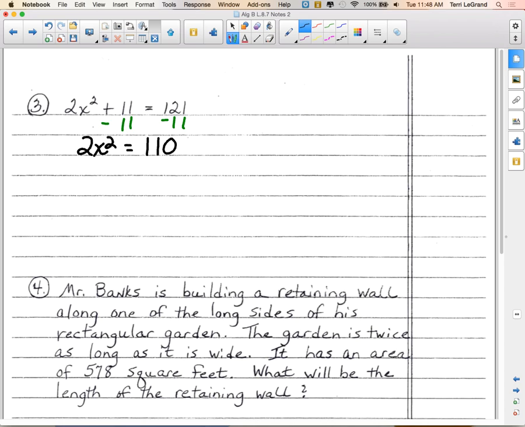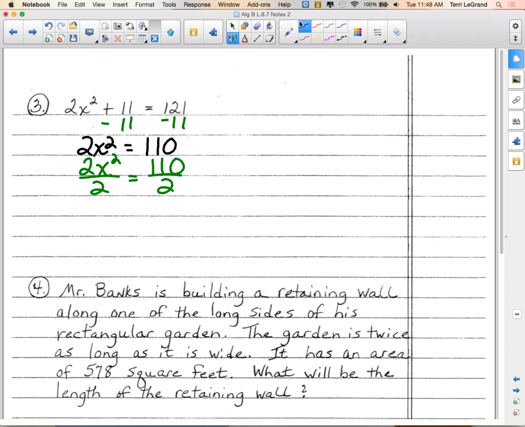Now you can stop and ask yourself, are these numbers perfect squares? Is 2 a perfect square? It's a very nice looking number. It's an even number, but it's not a perfect square. So if 2 isn't, we don't even have to care about whether 110 is. We're going to do what next? Divide both sides by 2. Divide, not subtract.